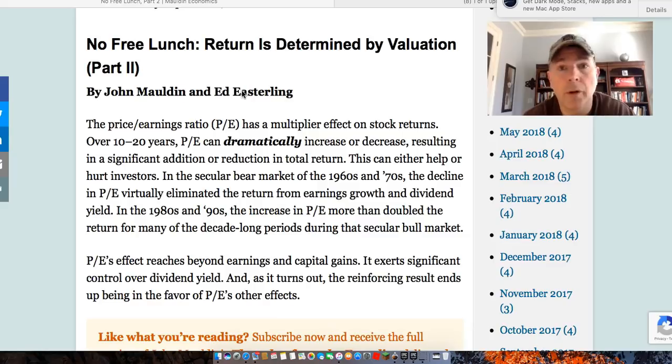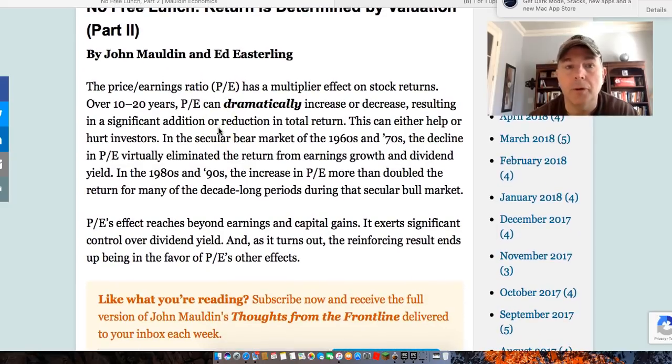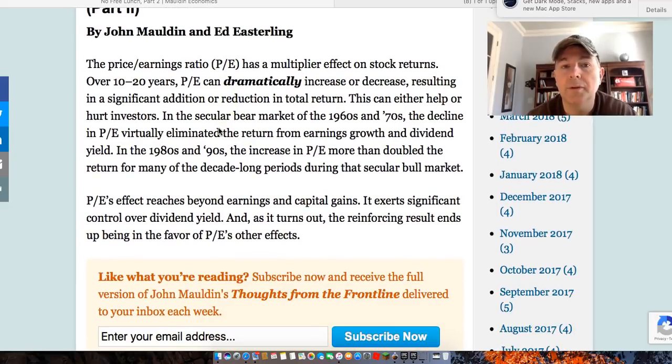It's critically important if you understand this, my friends. All right. The price-earnings ratio, PE, has a multiplier effect on stock returns. Over 10 to 20 years, PE can dramatically increase or decrease, resulting in a significant addition or reduction in total return. 100% agree with that.